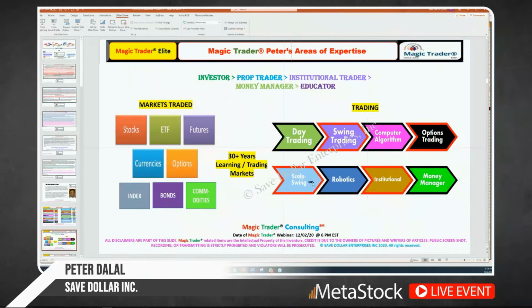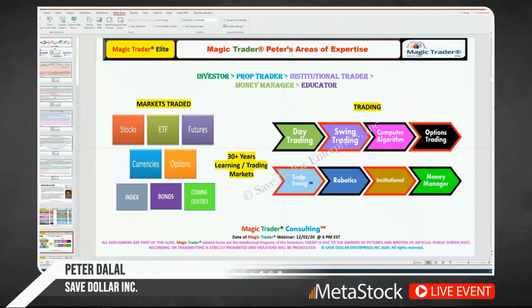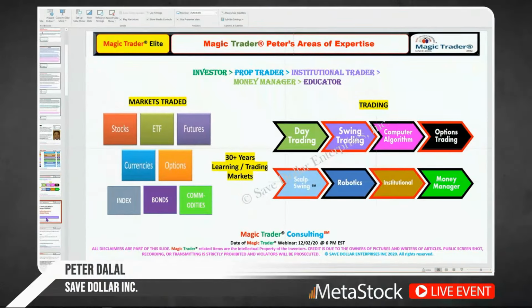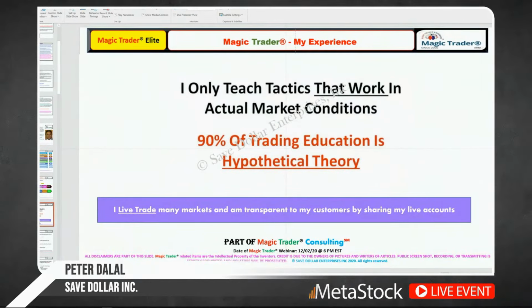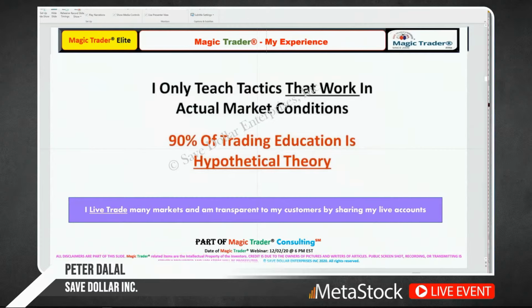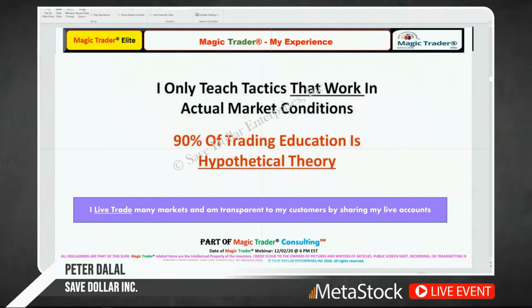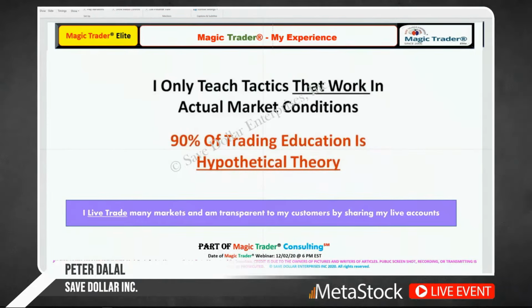We came up with a new idea, which is a scalp swing, which takes a swing trade of three to four days and lets you do it in a day, a day and a half, or two. So we reduced the time by having this new technology. I have also worked as a money manager. Now, I only teach what works in real time. We all know that 90% of the education today is hypothetical, and the CFTC asks us to tell them we are doing all hypothetical.